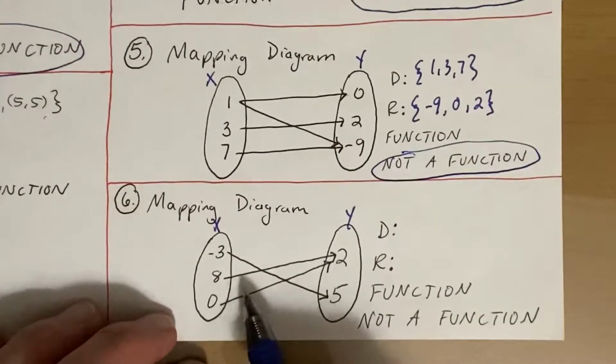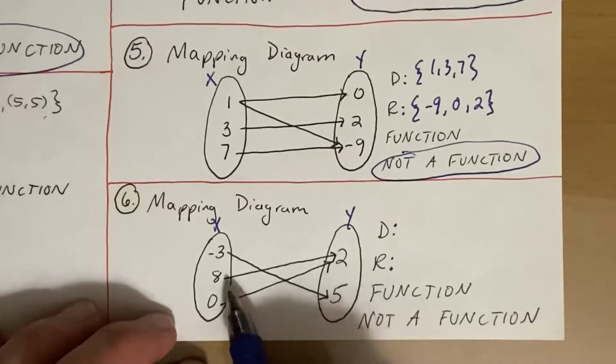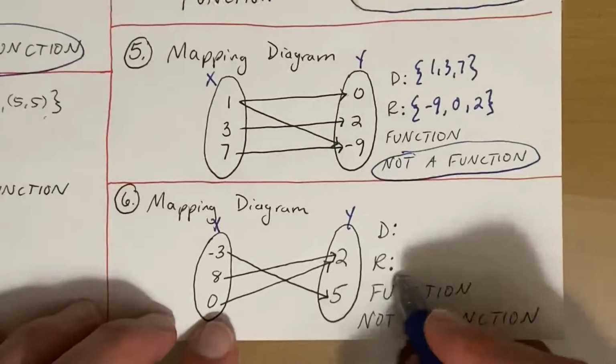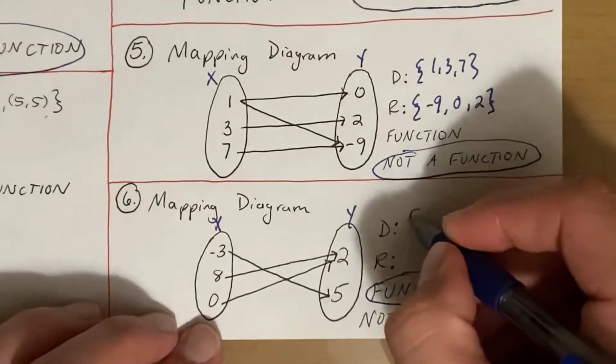Okay, but down here, look, we have a closed mouth. So we kept our cool there, kept our mouth closed, did a good job. That is a function. Okay, so let's go ahead and write our domain and range here.